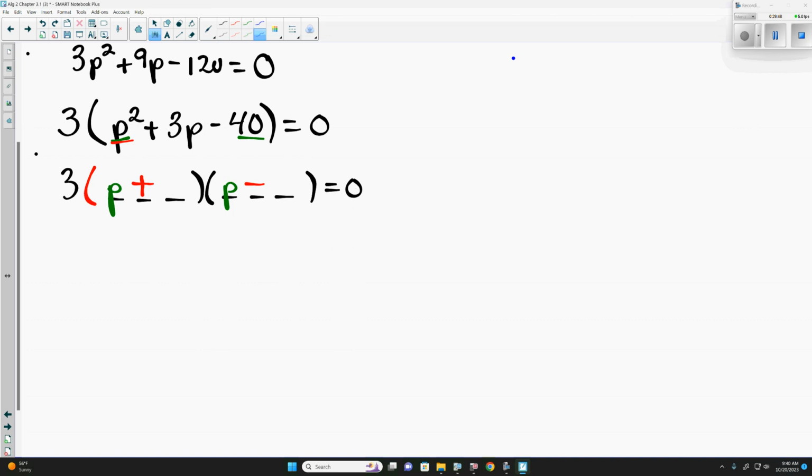Now, factors of 40, yes, there are a good number of factors for 40. Because we have 1 and 40, 2 and 20. Is 3 a factor? 3 is not. 5 and 8. 2 and 20 are a bit far apart.